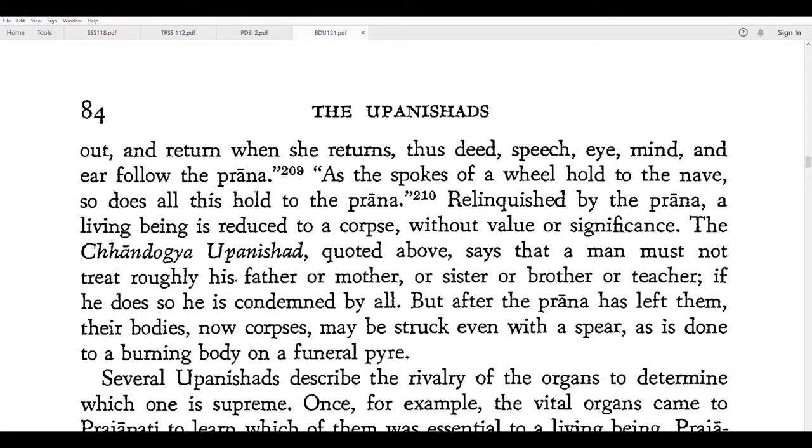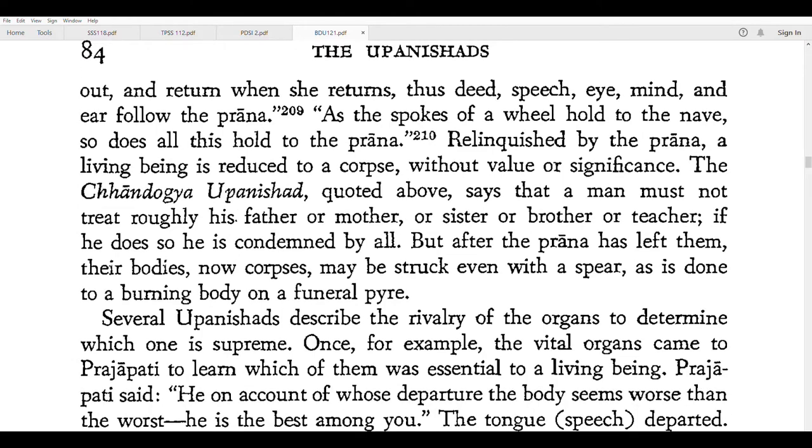The Chandogya Upanishad quoted above says that a man must not treat roughly his father or mother or sister or brother or teacher. If he does, he is condemned by all. But after the prana has left them, their bodies, now corpses, may be struck even with a spear, as is done to a burning body on a funeral pyre.